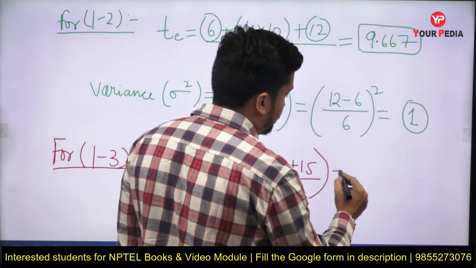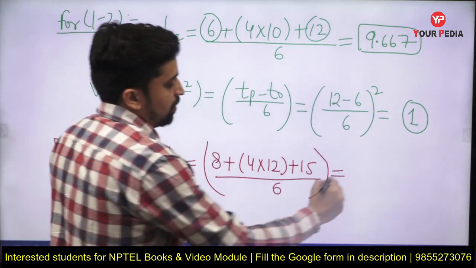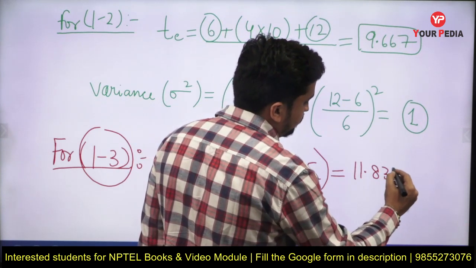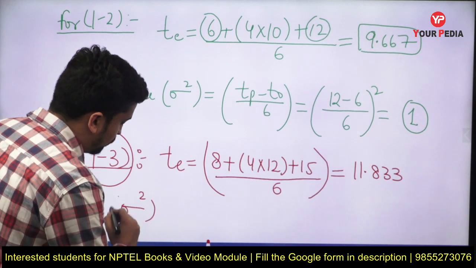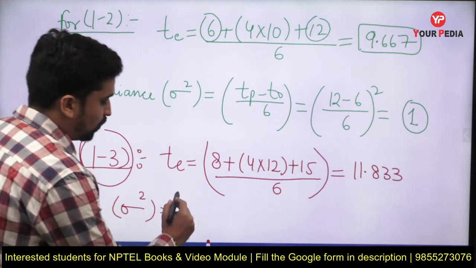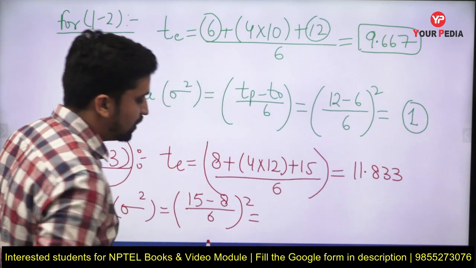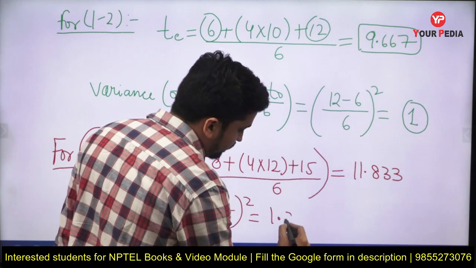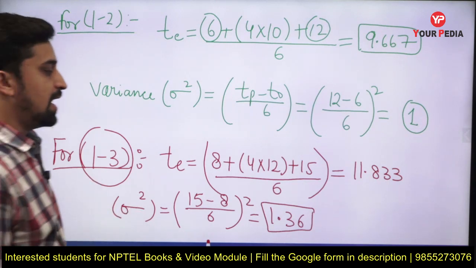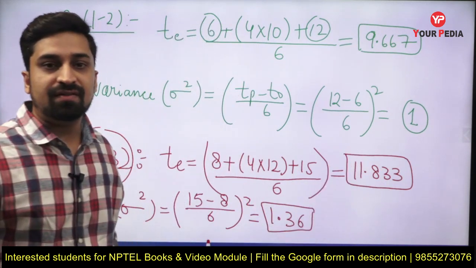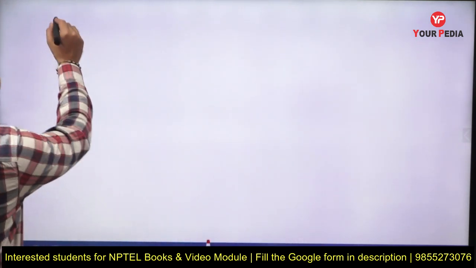Solve this and you will get the value of TE, which is the expected time for activity 1 to 3, and this comes out to be 11.833. After this, we can also solve the variance value or the sigma square value of this activity 1 to 3, and this will be equal to TP, which is 15, minus TO divided by 6 raised to power 2, and this comes out to be equal to 1.36. So the variance for activity 1 to 3 is 1.36, and the expected time TE for activity 1 to 3 is 11.8333.